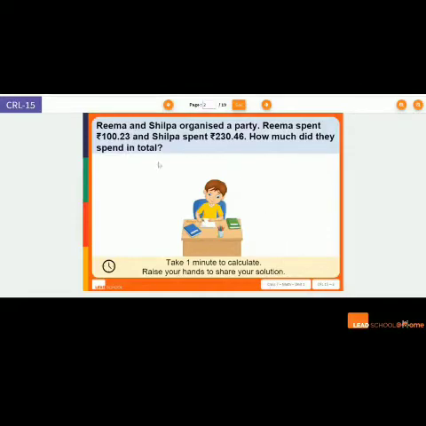Make sure you're writing the right numbers. And we already know the 4 steps that we are going to use. You will take help of the place value box. Last 5 seconds. 5, 4, 3, 2, 1.